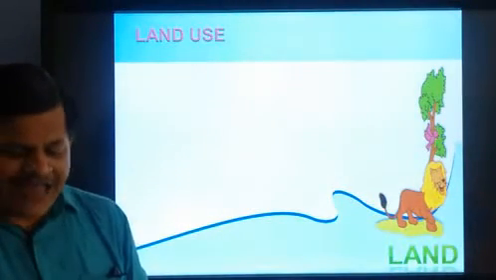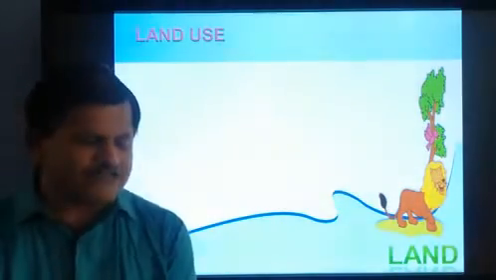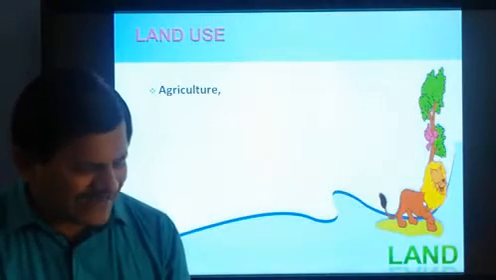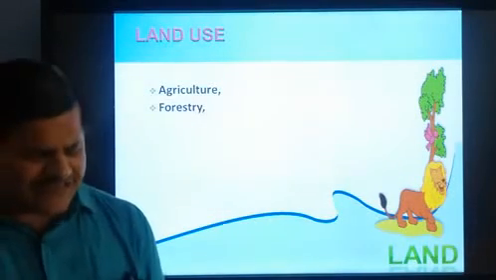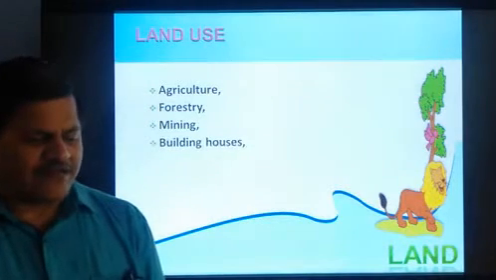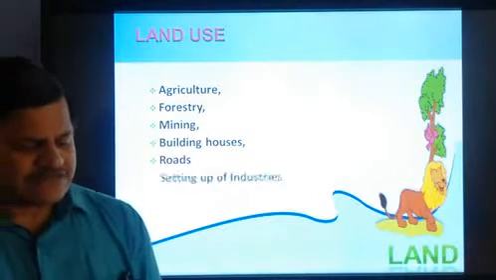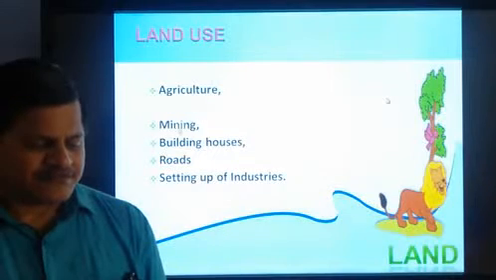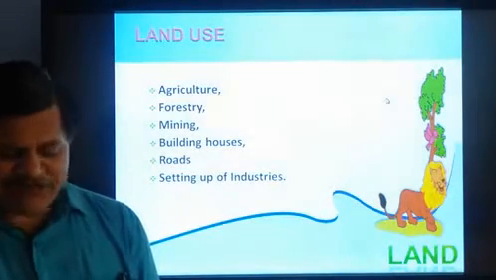Now what are the land uses? There are many different types of land uses. The first and most important is agriculture. The second one is forestry. Then mining. Then building houses, roads, and setting up industries. These are the major land uses.